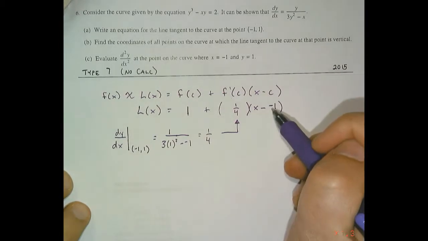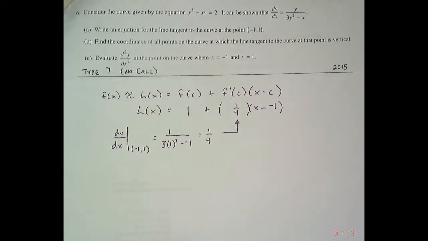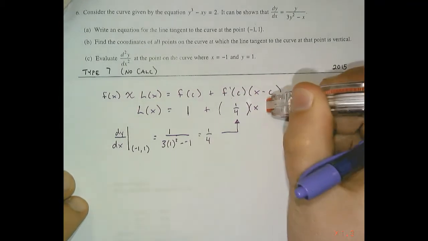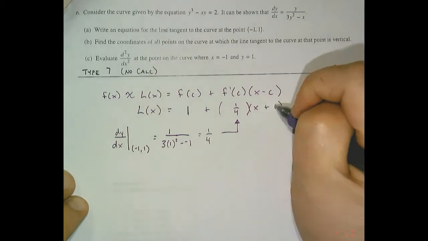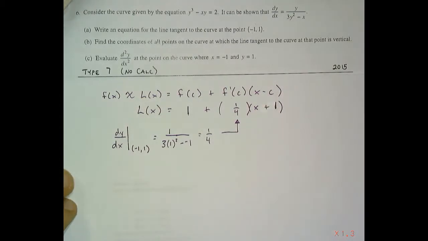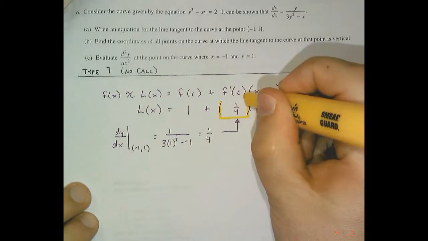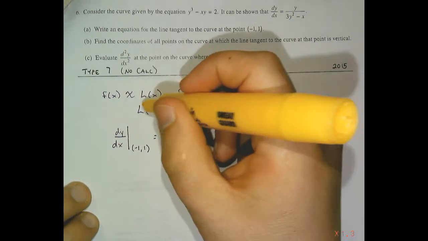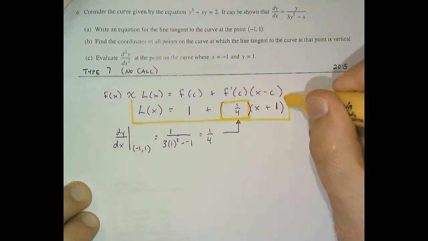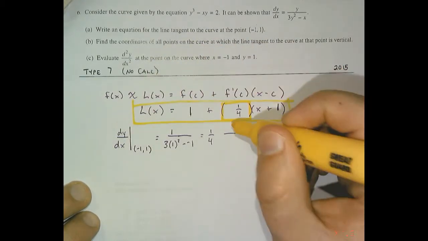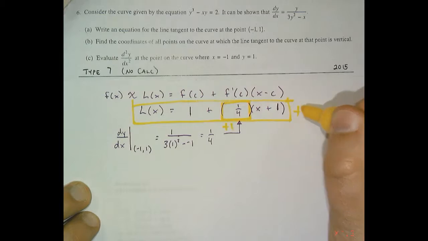Most people would combine the two negatives here to make it a positive, so subtract negative becomes plus. This is worth 2 points: 1 point for correctly computing the slope, and then 1 point for having the correct line equation. So 1 and 1.